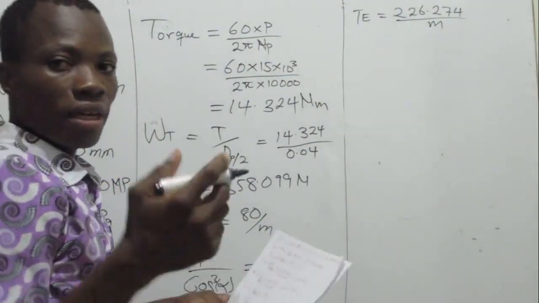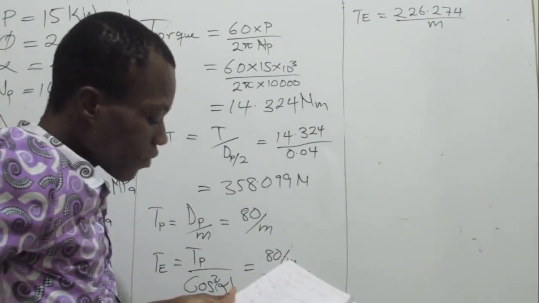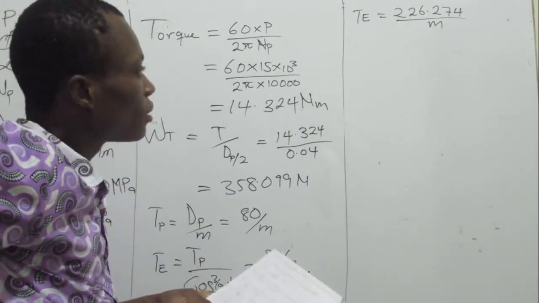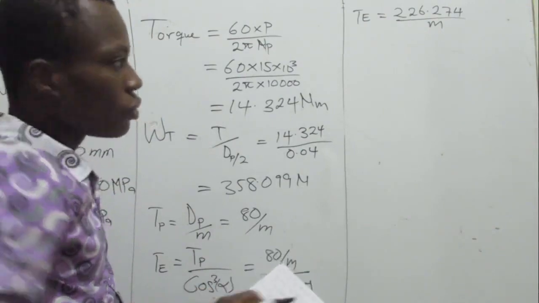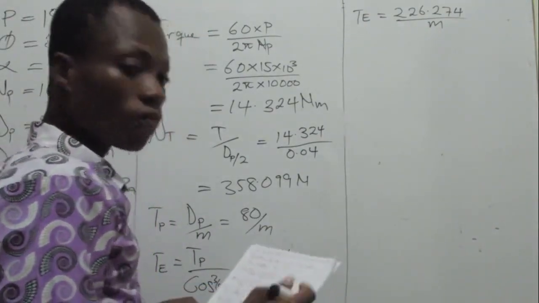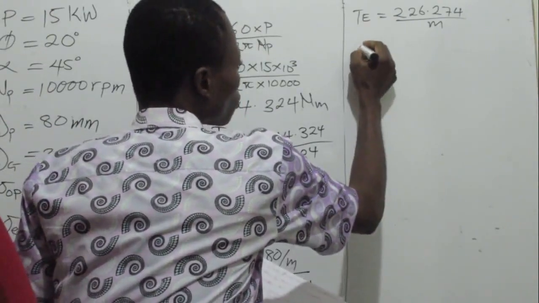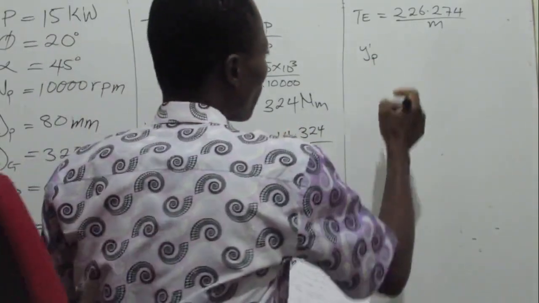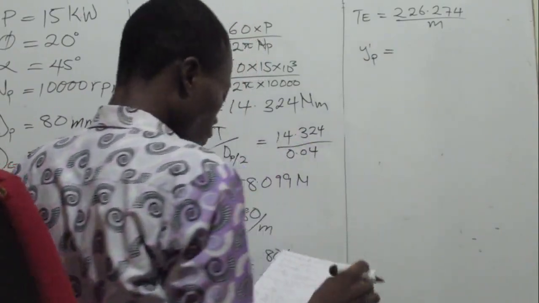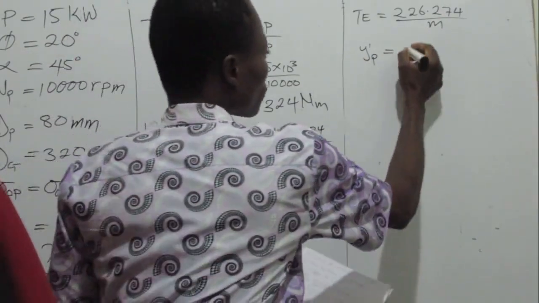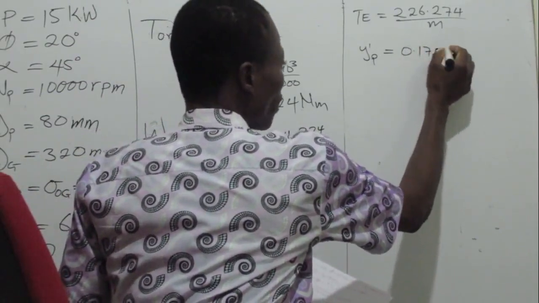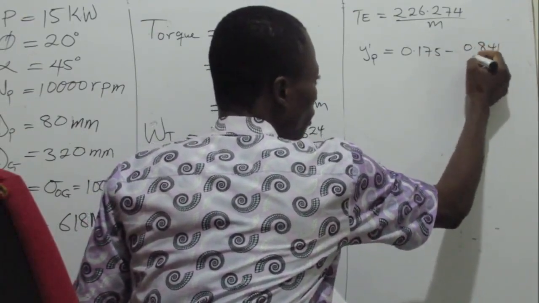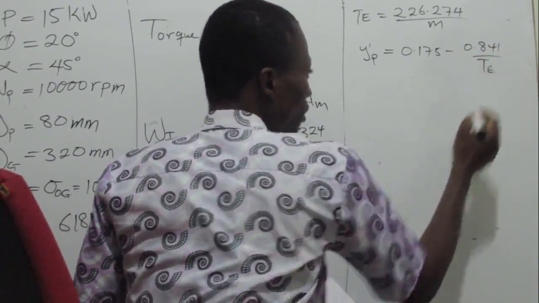Then from here, we need to determine the tooth form factor. We're told that the profile for the gear is the stub depth involute system. So if that is the case, the form factor that we use is Y prime, which is the equivalent form factor for the helical gear, equal to 0.175 minus 0.841 divided by TE.